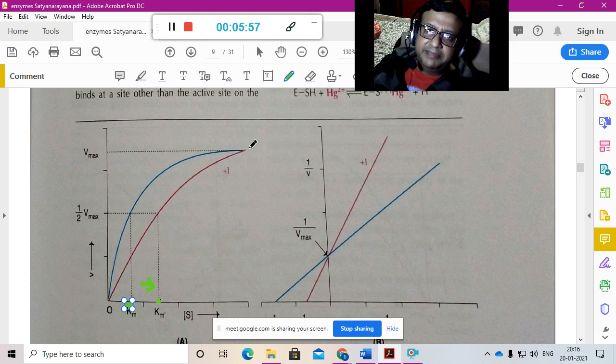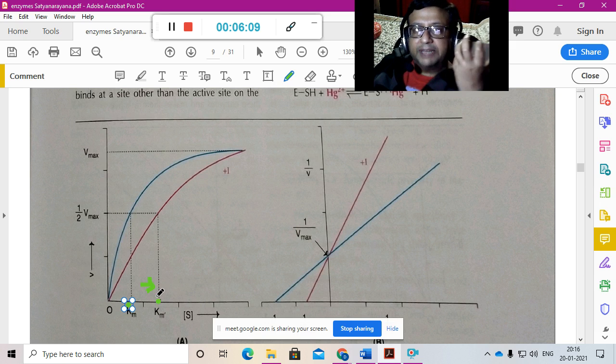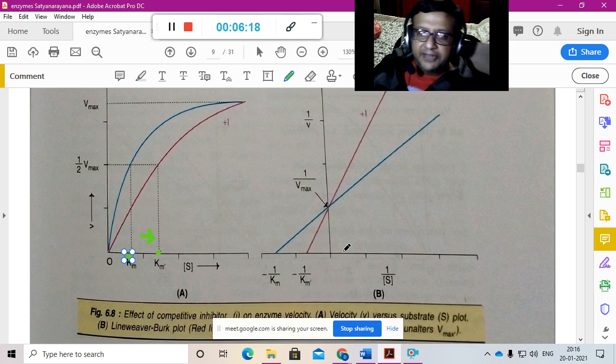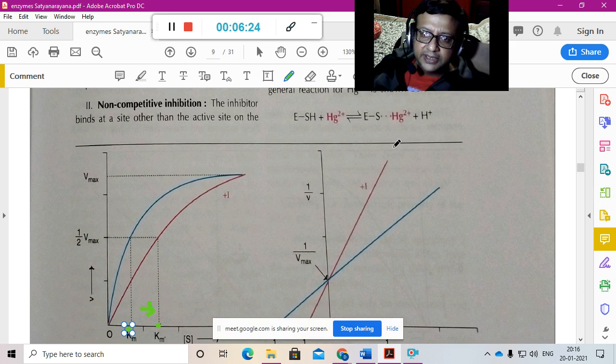The Vmax remains the same, but you need to give more substrate. Km is the substrate concentration at which half of Vmax is reached, so you need to give more substrate to get half of Vmax. Increasing substrate concentration increases the reaction velocity. In the Lineweaver-Burk double reciprocal plot, this is the plot for the normal line, and the inhibited line becomes like this.